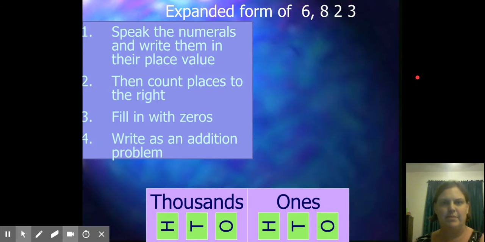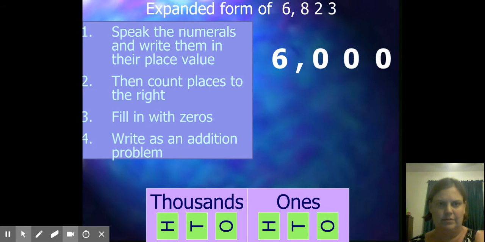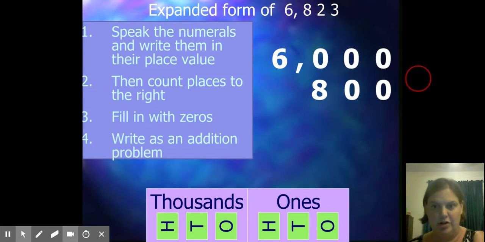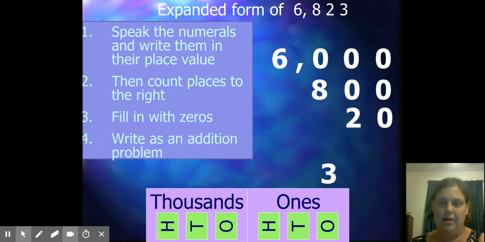So here are my steps. I'm going to use my same example, 6,000. Wow, look at me. I was really organized when I made this. So I'm going to put my 3 zeros. And that is how I get 6,000. So speaking the numerals, I have 800. And then we count those places. So right there's 2. So I need to fill those with zeros. Then I have 20. Count those places to the right, fill it with a 0. And then 3, I have nothing to the right. And that is my expanded form.